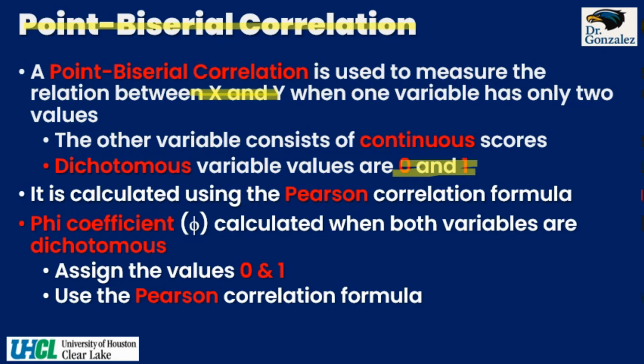So it's calculated using the same formula for Pearson's, except we are going to calculate what's called a phi coefficient, that funny looking Greek letter right there. And the phi is calculated when both of my variables are dichotomous. So what we would do is assign the values of 0 and 1, and we would use the Pearson correlation formula. So that might be a question on the test, but you are not going to have to do any point biserial correlations in Jamovi.